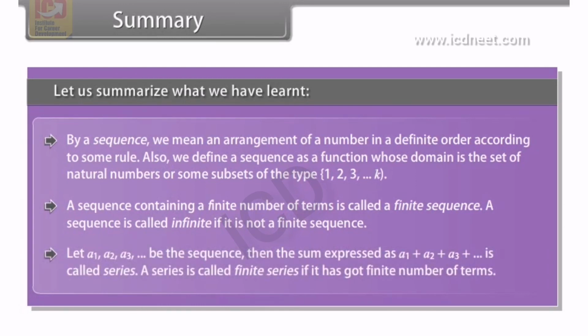Let A1, A2, A3 and so on be a sequence, then the sum expressed as A1 plus A2 plus A3 and so on is called a series. A series is called a finite series if it has a finite number of terms.